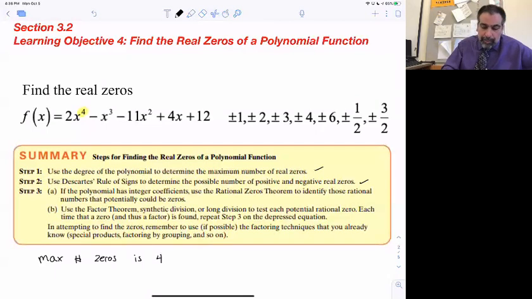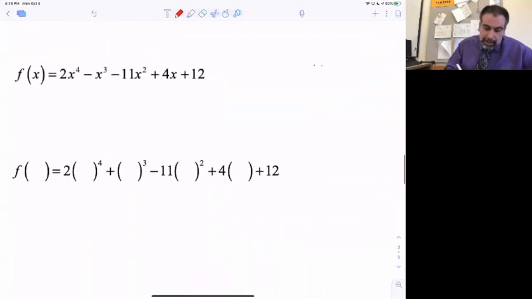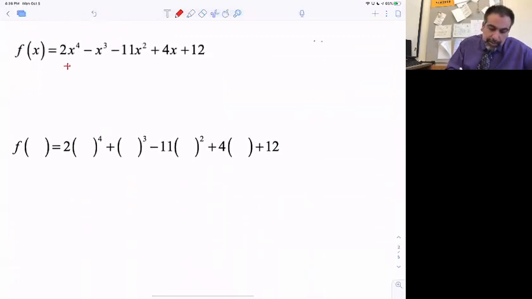So you may remember from our last video, Descartes' rule of signs. We're going to count the sign changes. This term is positive, next one's negative, then positive, then positive. As we count the sign changes, we're going to get a total of 2 sign changes. So there are 2 or 0 positive roots in this problem, or zeros. Positive roots or zeros, same thing.